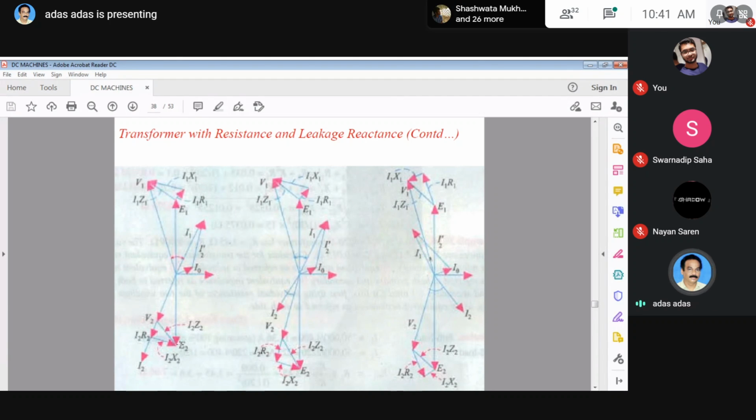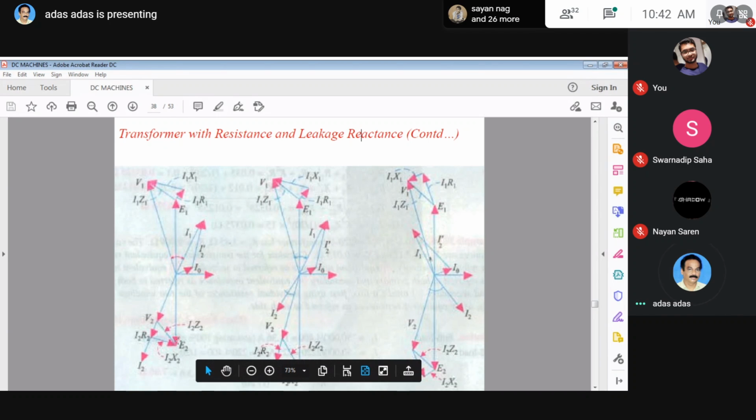In the secondary side, this is E2. If we apply V2, the resistive drop and the reactive drop, it will give you the induced EMF. This is V2, I2 R2 in the same direction as V2. Why the same as V2? Since it is a unity power factor load. And this is the reactive drop, which is 90 degrees apart. So the sum of V2, I2 R2 and I2 X2 will give you E2. So it is clear.